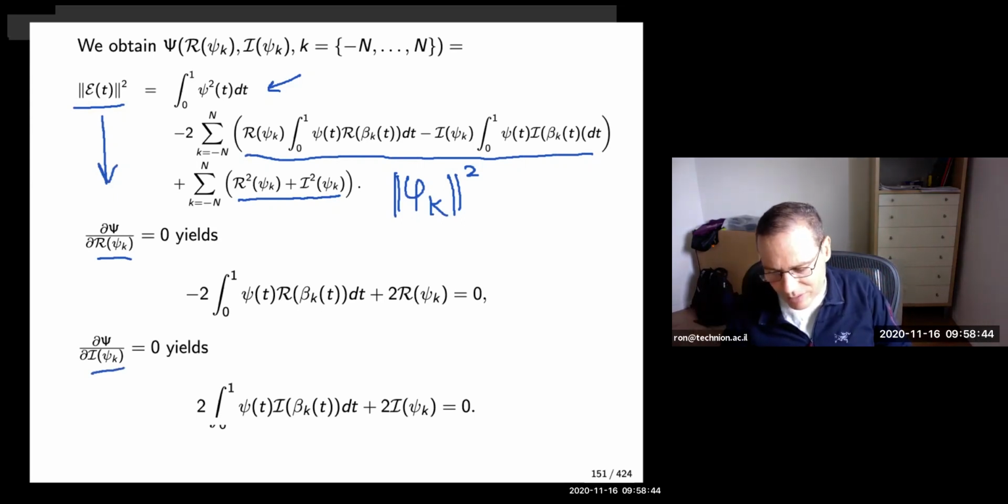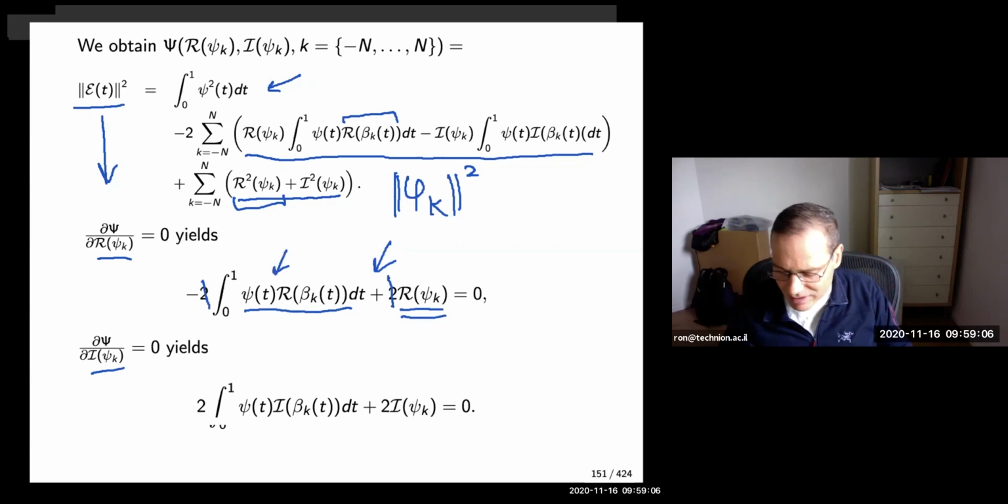So let's now optimize psi with respect to the real and the imaginary coefficients. If I take a derivative with respect to the real parts, what I get is this equation, from which I get immediately that the real part of my coefficient should be nothing but the projection of psi onto the real part of my complex number. Now, if I look at the imaginary part, what I get from this equation is that the imaginary part should be nothing but the inner product between psi, and I would like to put a minus here so that I would be able to equate them. Putting a minus here would be nothing but adding the conjugate there.